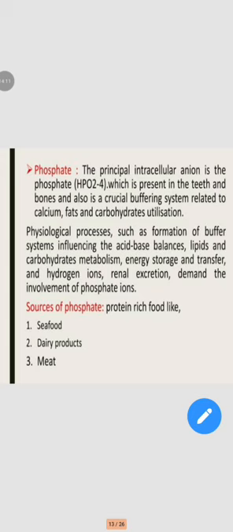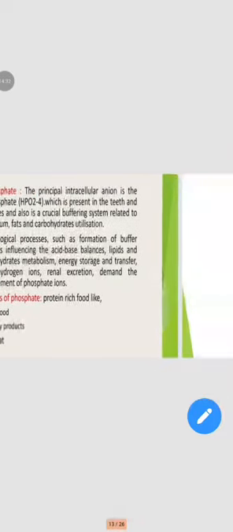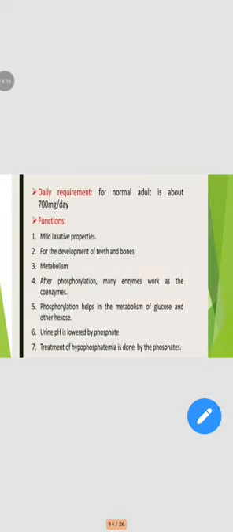Next, the sources of phosphate. Phosphate is present in fruits, protein, and phosphate-rich foods like seafood, dairy products, then meat. Daily requirement of phosphate for a normal adult is about 100 milligrams per day.